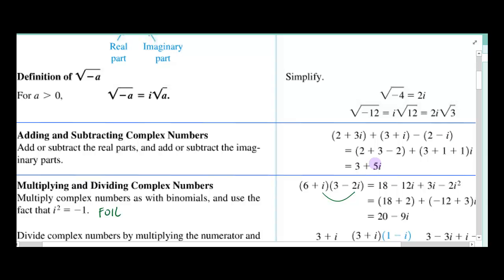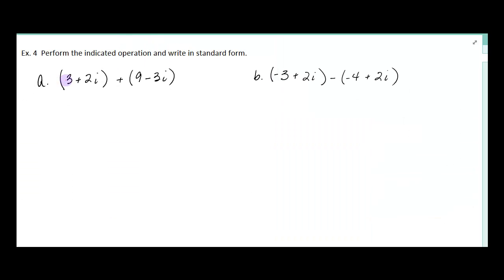And it's the same concept if you were to subtract. So let's look at a couple of examples together. Here we have two examples we're going to look at. The first one, I'm going to add this first term, 3 plus 2i, to 9 minus 3i. And we're going to basically just add our real portions together. So 3 plus 9, which would be 12. And then we're going to collect or add our imaginary portion. So I have a plus 2i minus 3i, or just minus i.